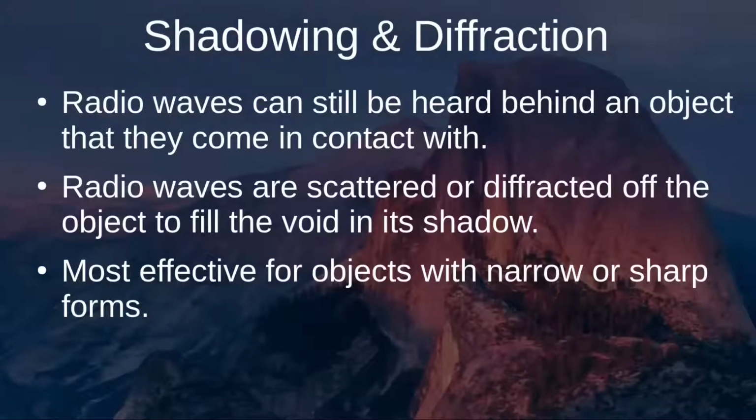There is also something called diffraction. Diffraction results in scattering of radio waves behind an object. So radio waves can still be heard behind an object that they come in contact with, but they may be a little bit distorted. Radio waves are essentially scattered or diffracted off the object, and they fill the void within its shadow. This is most effective for objects with narrow or sharp forms.